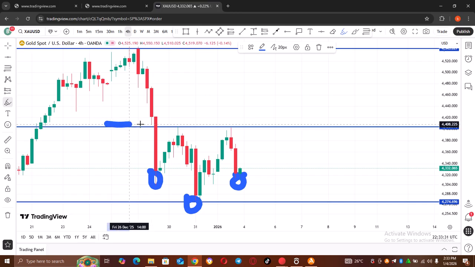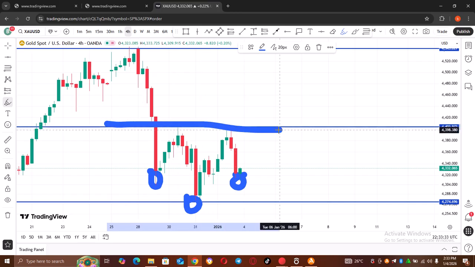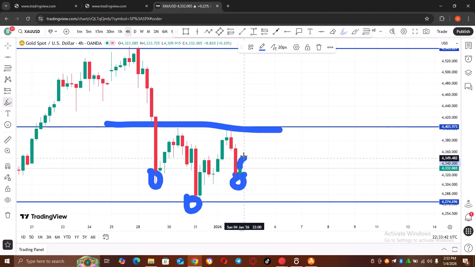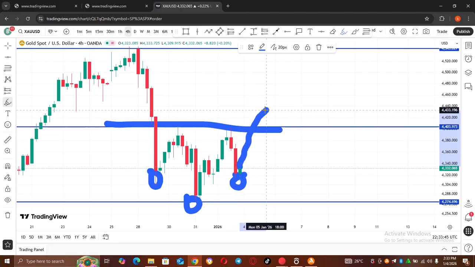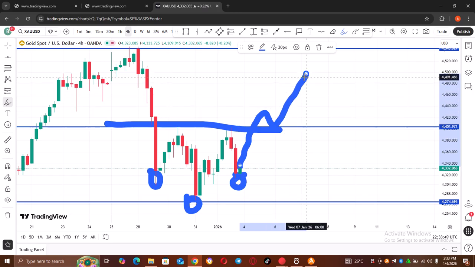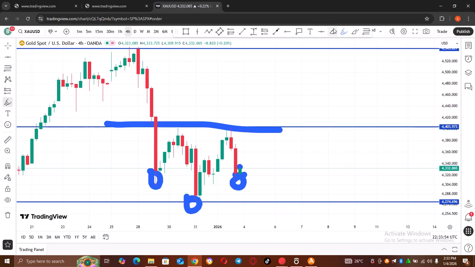This is the neckline. Why do you need to pay attention to the neckline? Because the pattern is not confirmed until the market breaks the neckline. So as the current price is here, the market needs to move to the upside, break above the neckline, give us a retest, then we get a very juicy buy to the upside. If the market doesn't break the neckline, the pattern is not valid or confirmed.